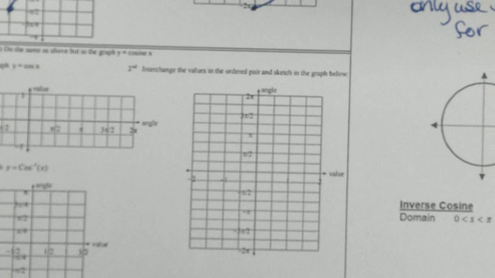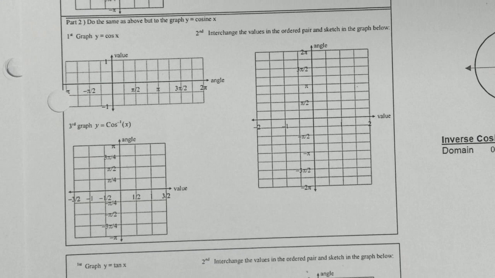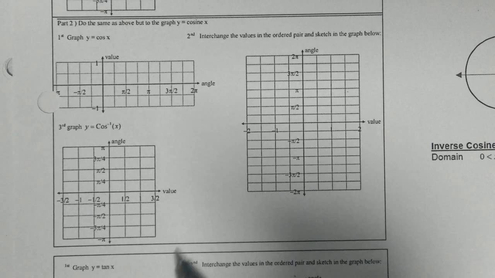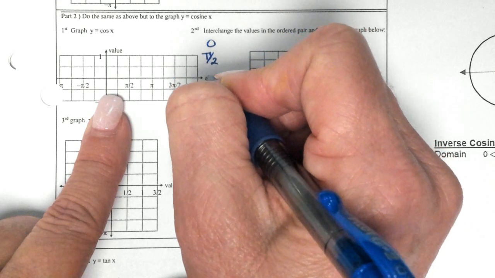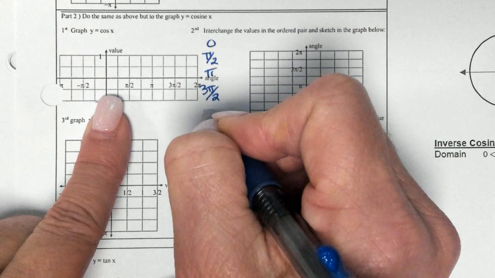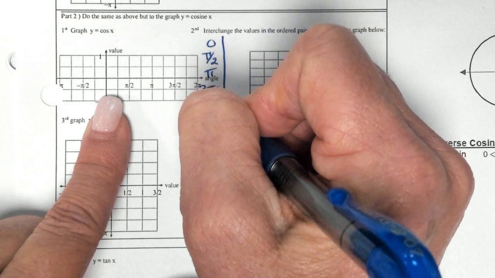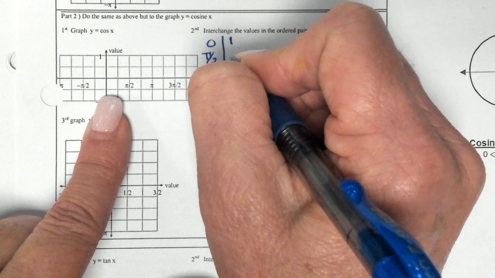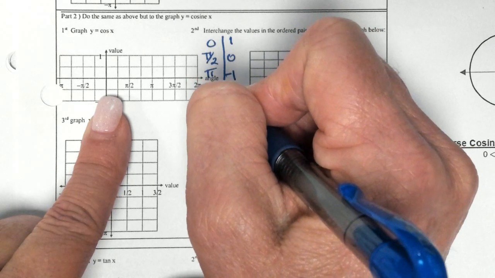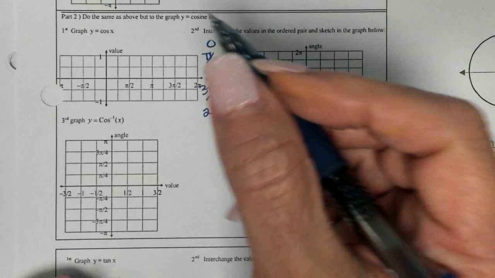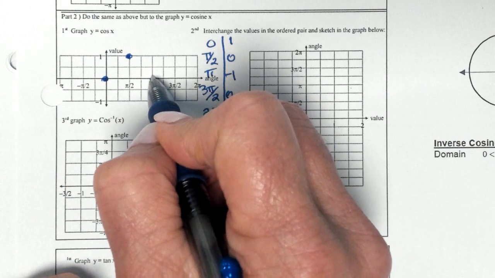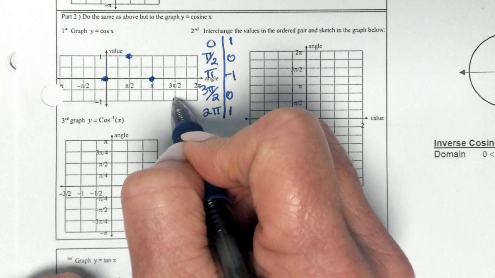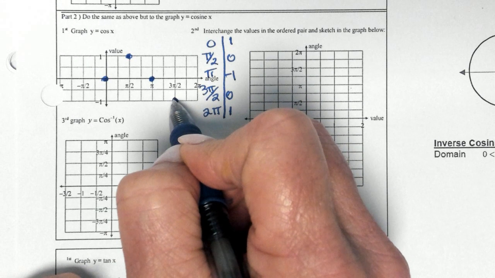Go back to page 12, because we're going to do the same thing this time with tangent. All right. So make a table for your tangent parent function. 0, pi over 2, pi, 3 pi over 2, 2 pi. And then you've got 1, 0, -1, 0, and 1. And plot those points. 0, 1, pi over 2, 0, pi -1, 3 pi over 2, oops, I'm sorry.